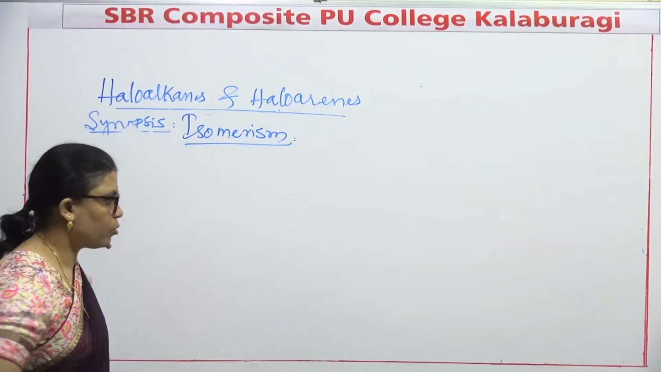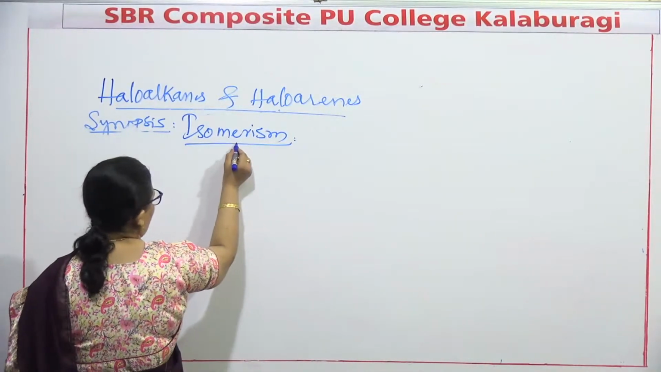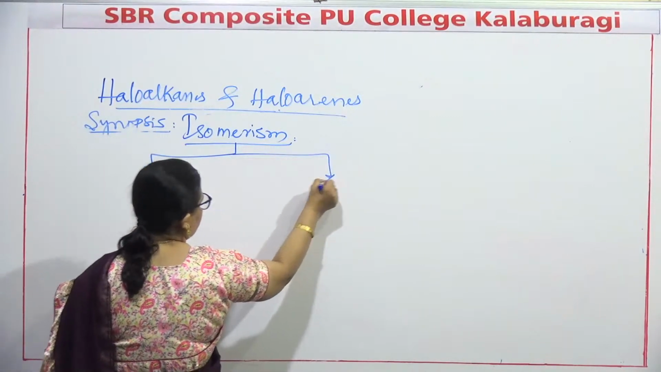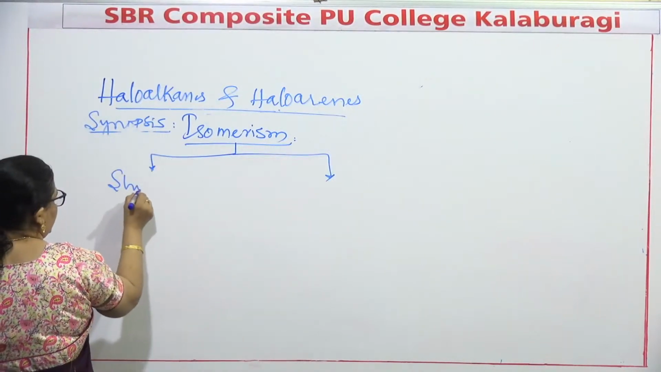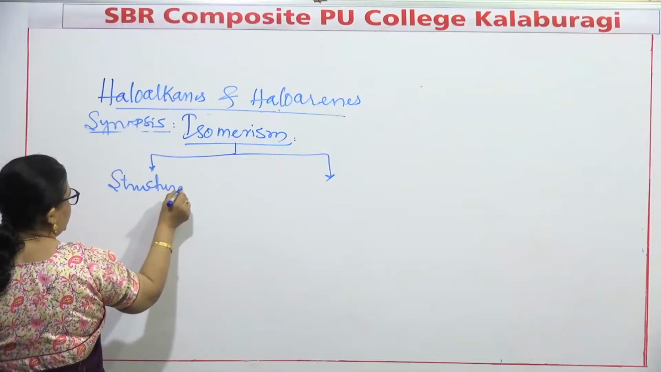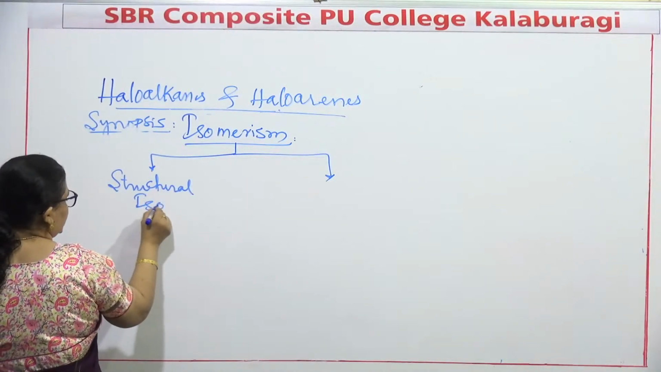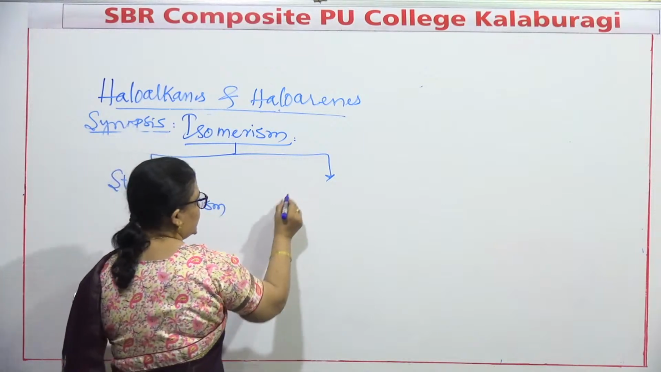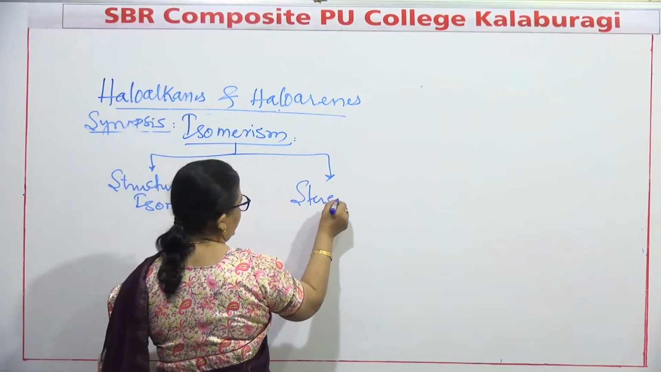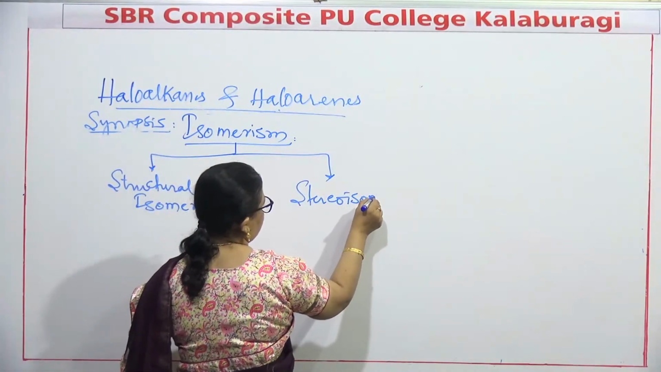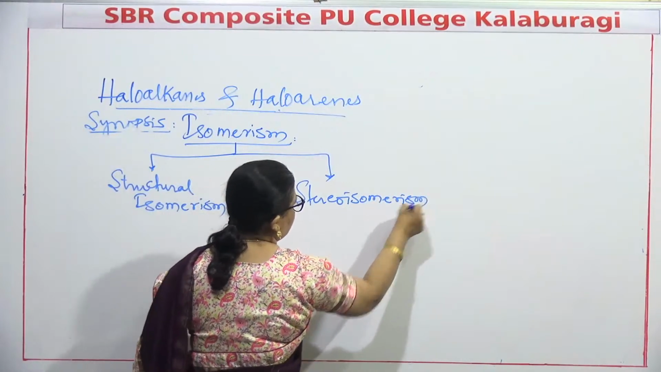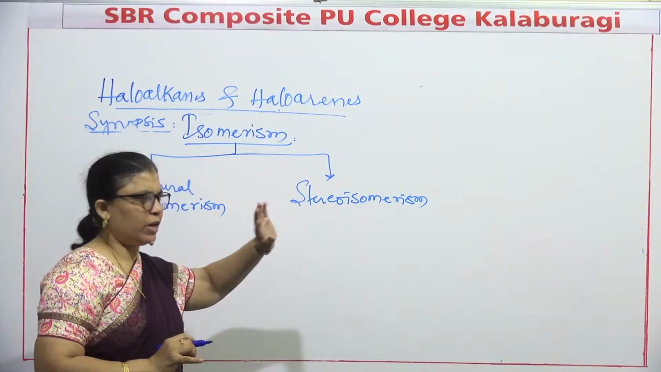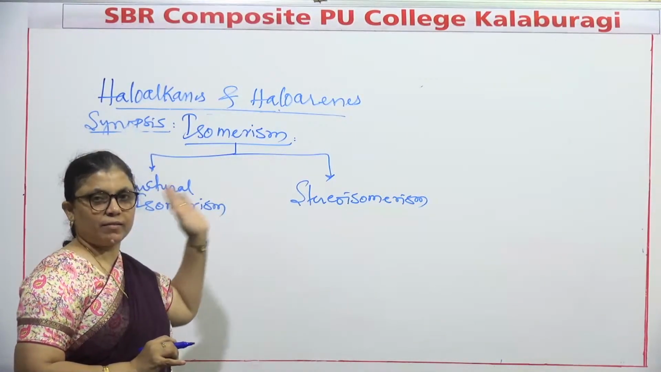Isomerism has two broad classifications: structural isomerism and stereoisomerism. Now we are dealing only with respect to haloalkane and haloarene. We are not at all worried about the remaining classification.